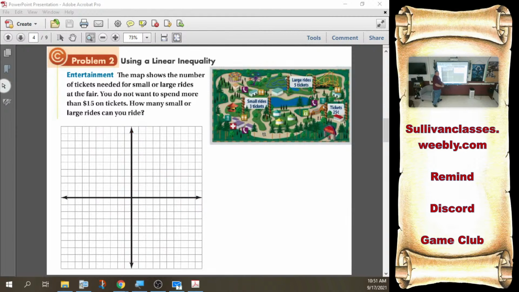So there's a difference between I can graph the function versus I can graph the feasible, reasonable region.